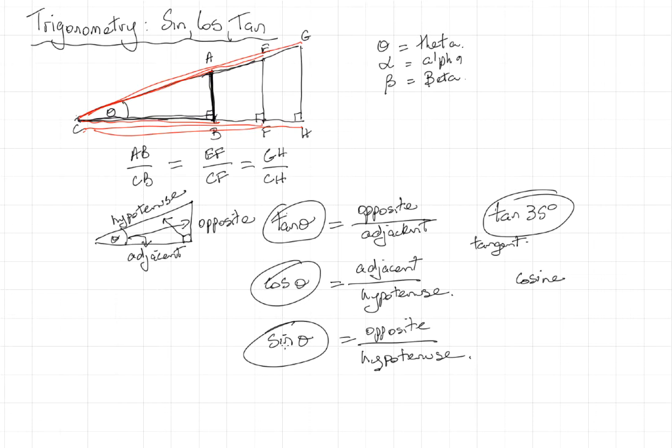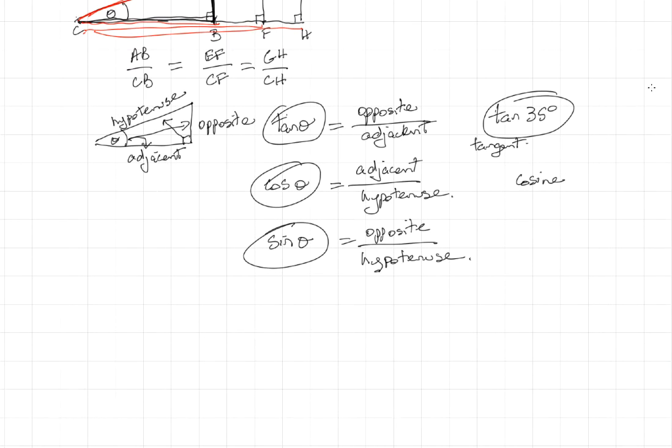Okay, so we've got three trig ratios that apply to right angle triangles. It has to be a right angle for these three ratios to work. And we've got the tangent, which is the opposite over adjacent, the cosine, which is the adjacent over the hypotenuse, and the sine, which is the opposite over the hypotenuse. Now there is an acronym.